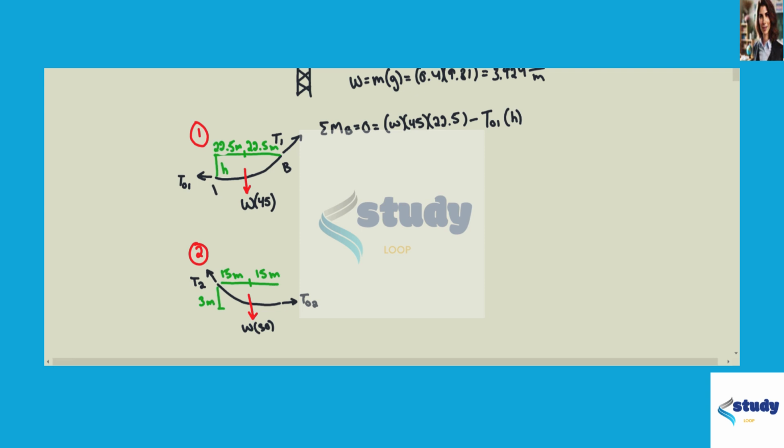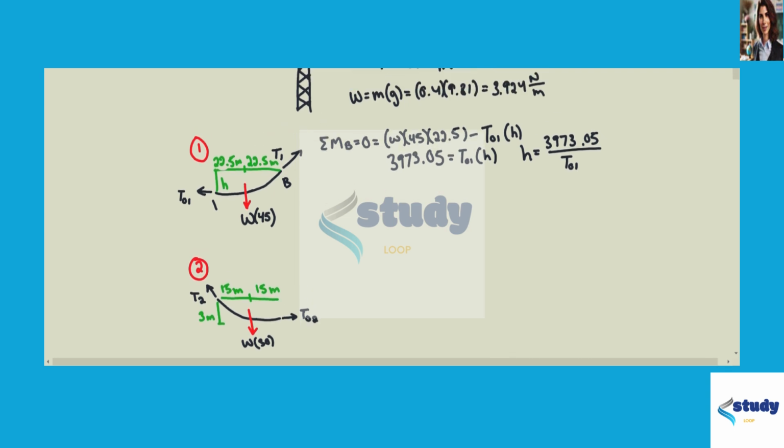All right, we're going to simplify. This is 3,973.05 equals T01 times h. We're going to solve for h, which equals 3,973.05 over T01.